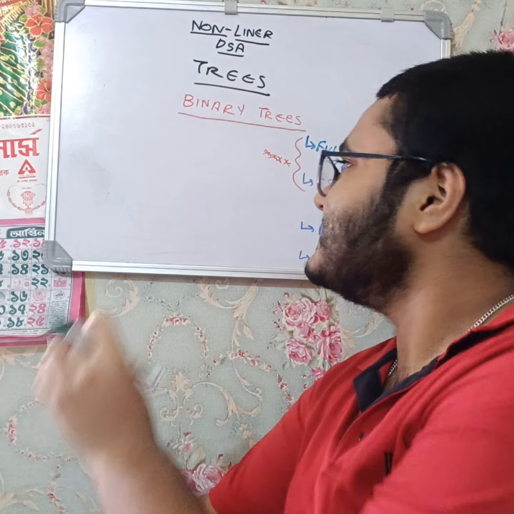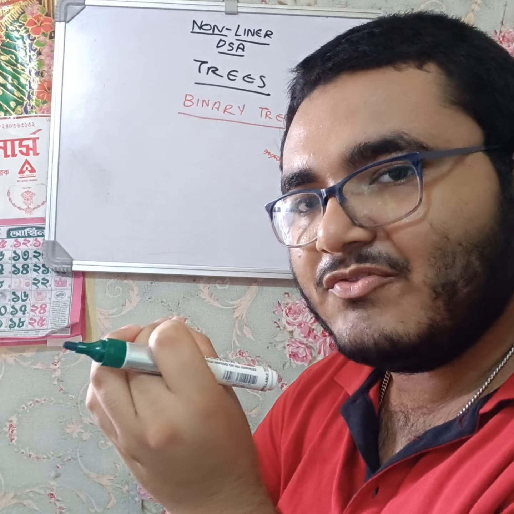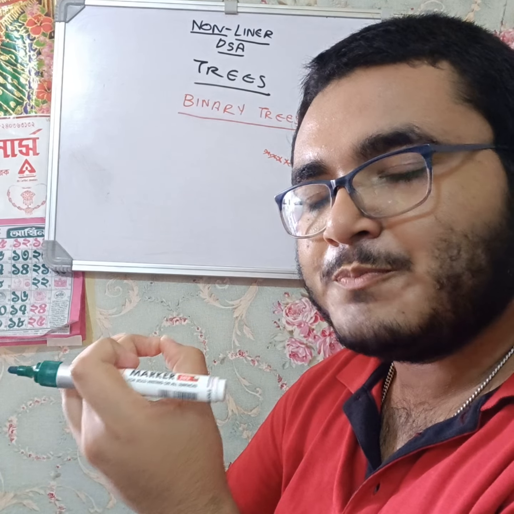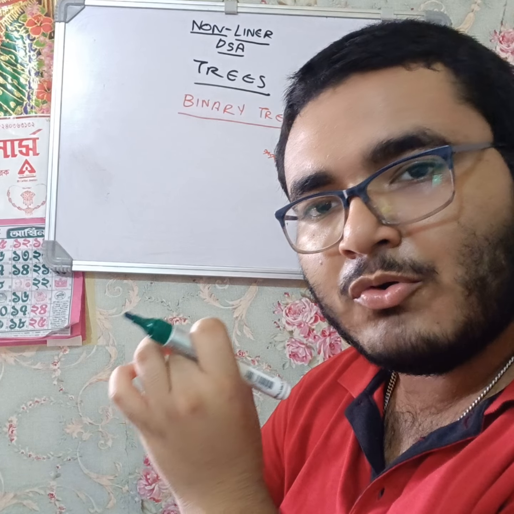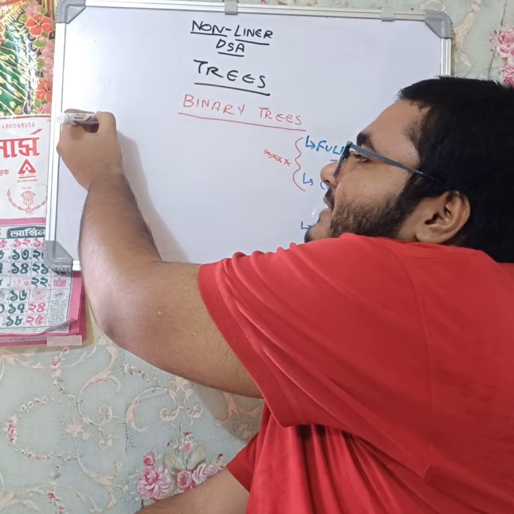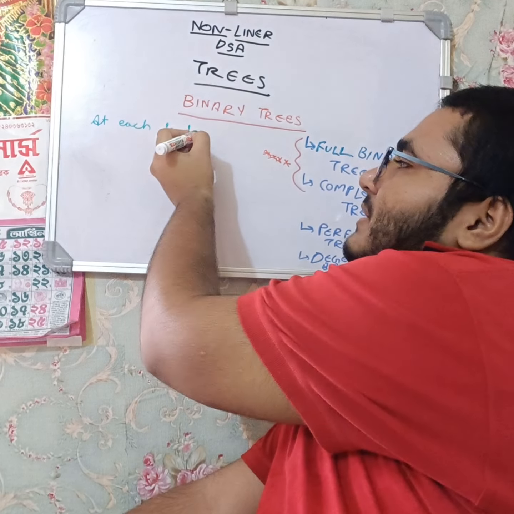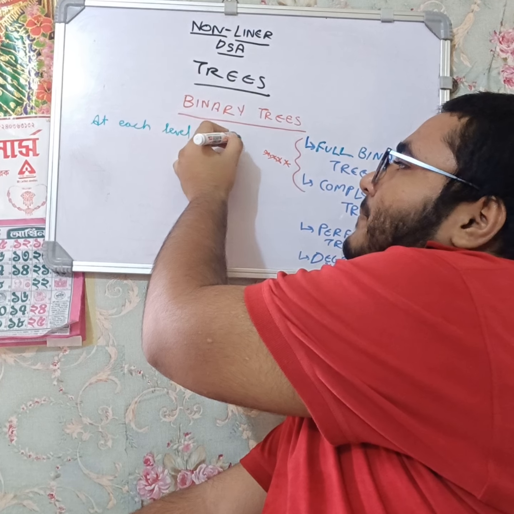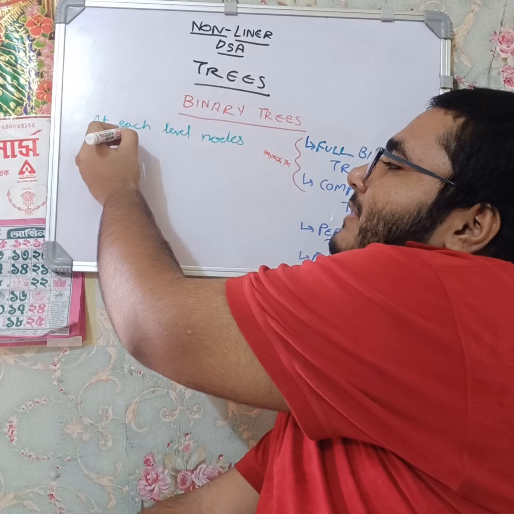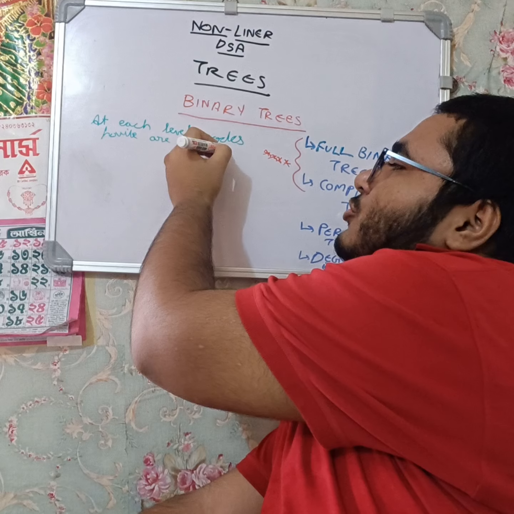So a binary tree is a tree which can have 0, 1 or 2 nodes at each level. The maximum nodes possible is 2, and the minimum is 0. So at each level, the nodes possible are 0, 1 or 2.